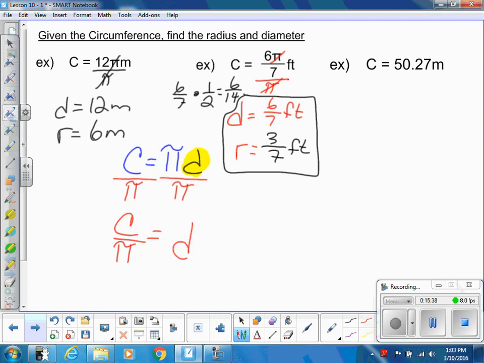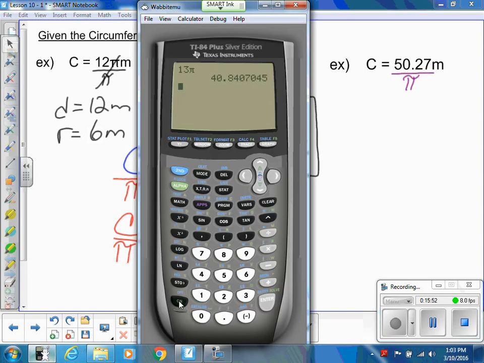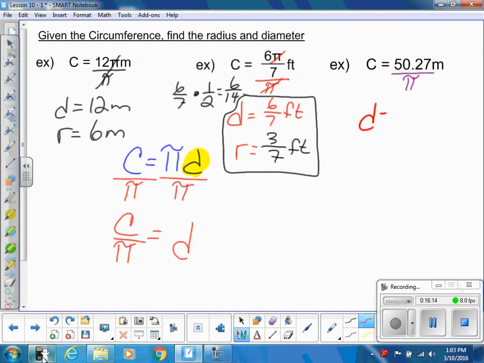For the last one, I have the circumference is 50.27. Would I do anything different? No. I would still divide by pi. The only thing is now you would need a calculator. So we're going to take our calculator. We're going to do 50.27 divided by pi, not 3.14, but pi. And I get 16.001437. All right? My suggestion is always rounded to 2 decimal places. So that means my diameter is 16.00 meters.